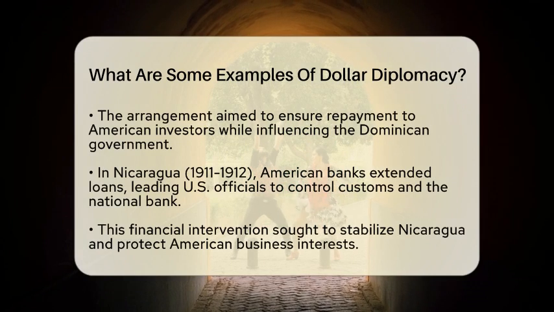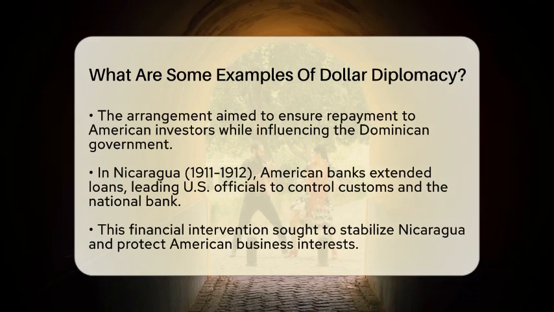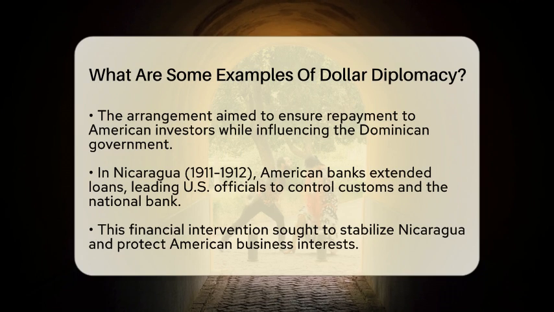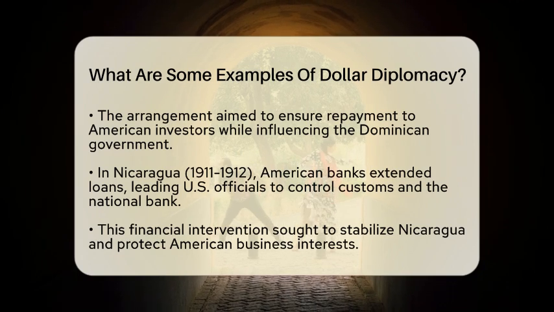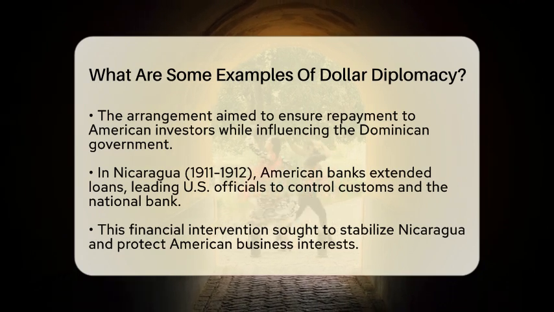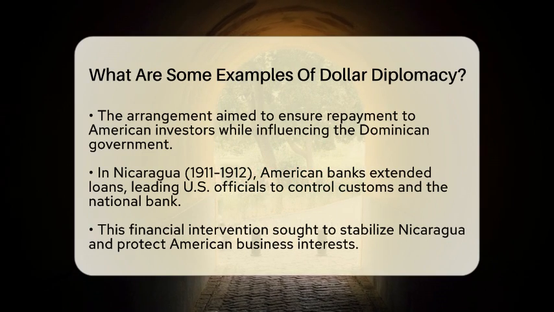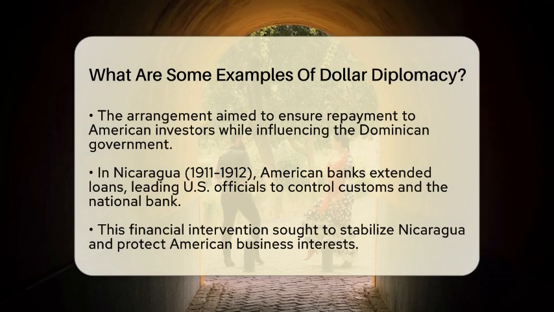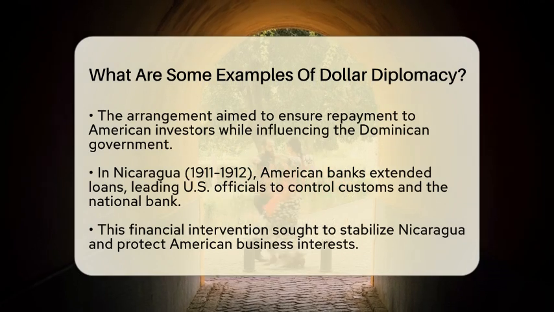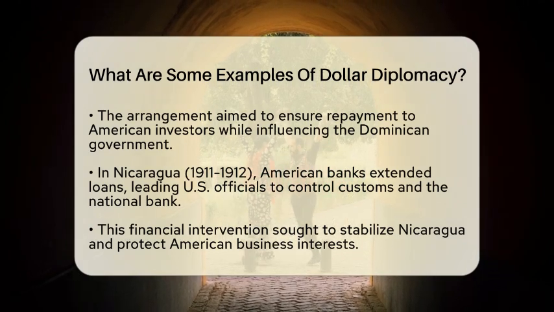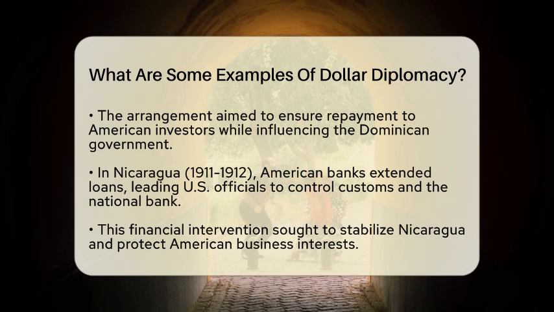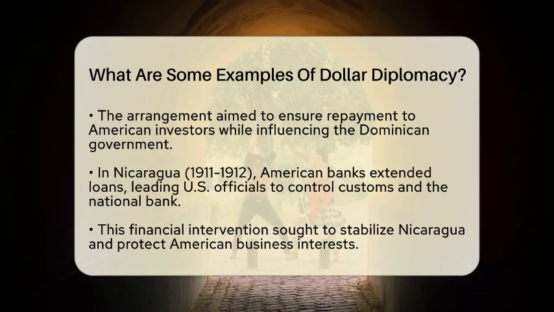Another clear instance of dollar diplomacy took place in Nicaragua between 1911 and 1912. American banks extended loans to Nicaragua. In exchange, U.S. officials took control of the country's customs and national bank. This financial intervention aimed to stabilize Nicaragua and protect American business interests. Yet, many Nicaraguans felt resentment, viewing this as an infringement on their sovereignty.